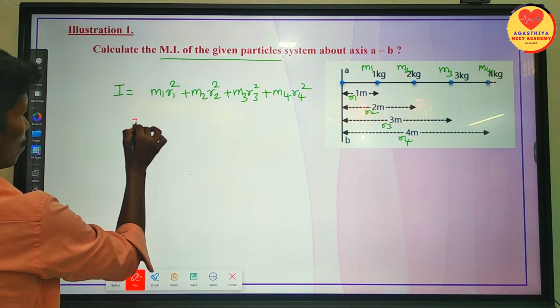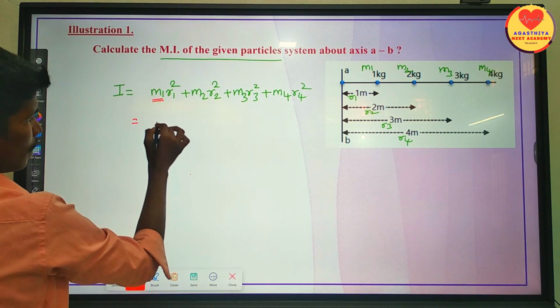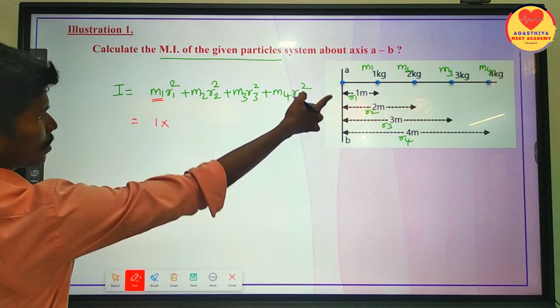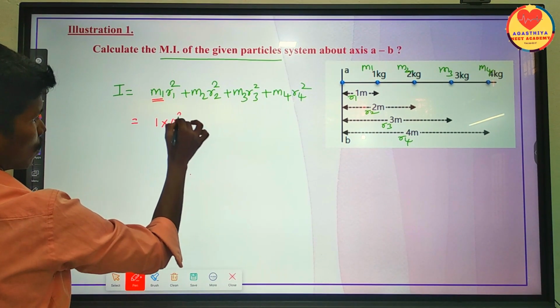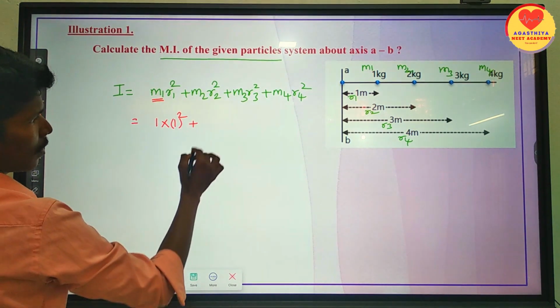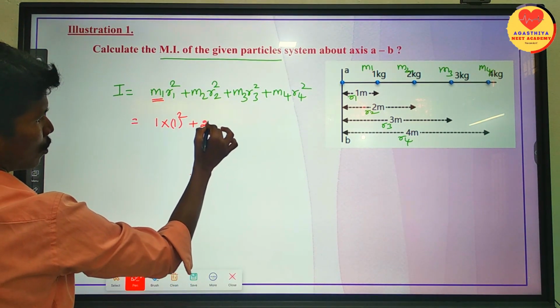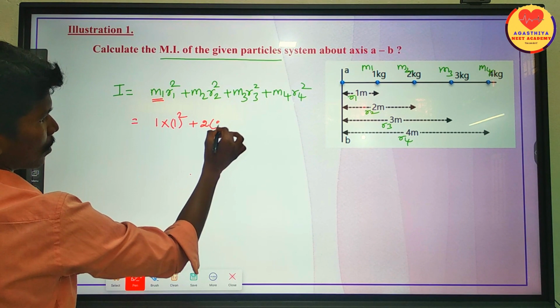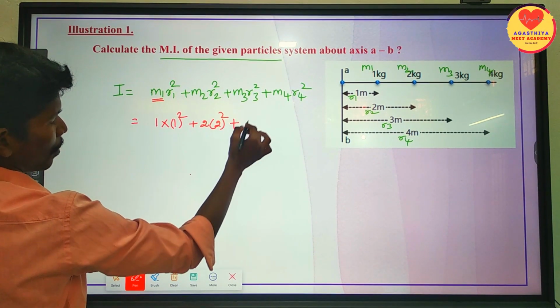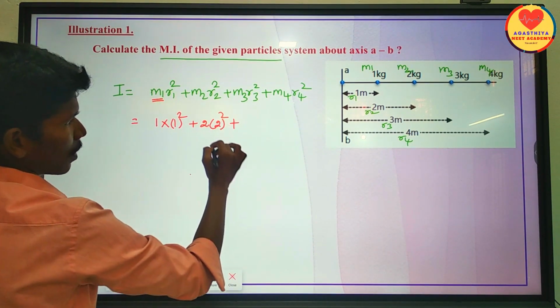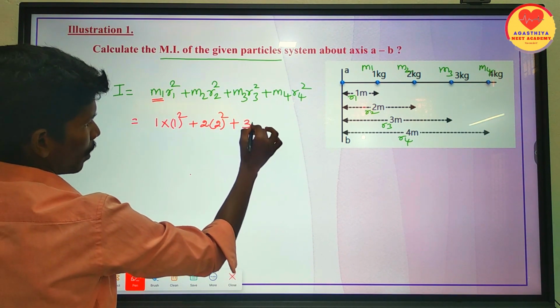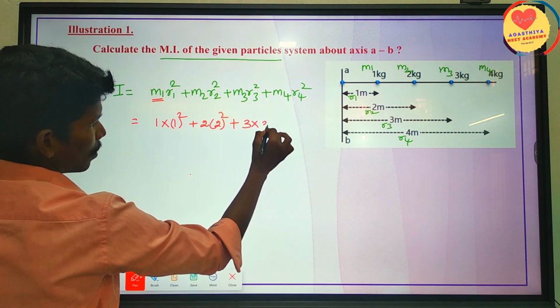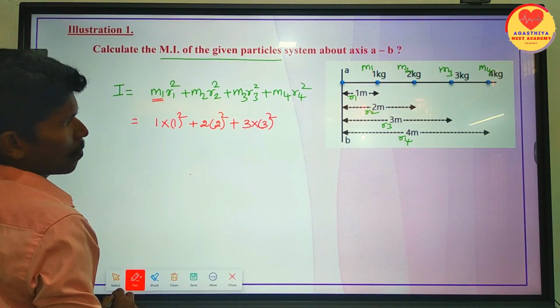Okay, now what is m1? That is 1 into what is distance r1? That is 1 square, plus what is mass 2? That is 2. What is distance? 2 square, plus what is m3? 3, 3 into 3 the whole square.